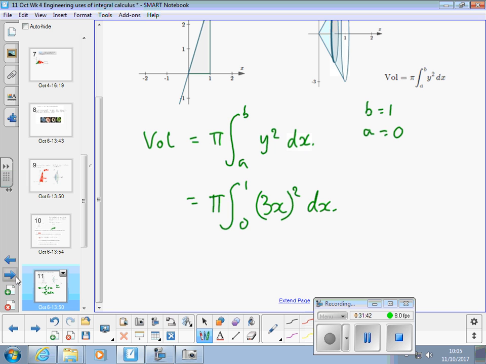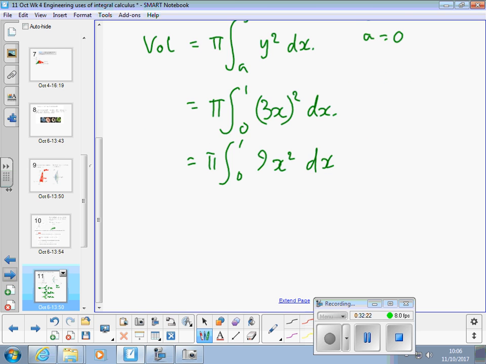How do we integrate 3x squared? How can we write that? It'll help us. What happens if I remove the brackets from 3x all squared? That becomes 9x squared dx. Now you can integrate it, can't you?